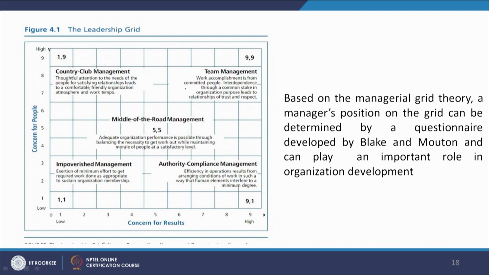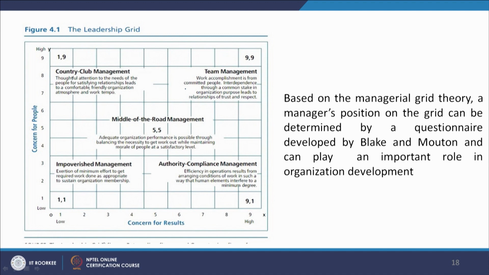The other is 1.9, that is country club management. This leadership style focuses on thoughtful attention to the needs of the people for satisfying relationships, and leads to a comfortable, friendly organizational atmosphere and work tempo. That means the leader's concern is high for the people and not that much for the organization.